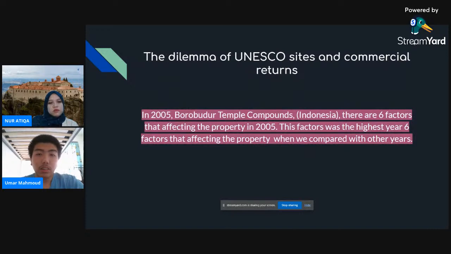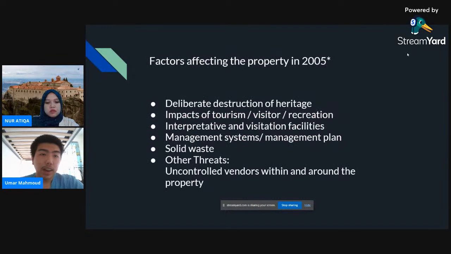The dilemma of UNESCO sites and commercial returns. In 2005, for the Borobudur Temple compounds in Indonesia, there were 6 factors affecting the property, the highest number compared with other years. The factors are deliberate destruction of heritage, second, impacts of tourism or visitors or recreation, third, interpretive and visitor facilities, fourth, management systems or management plan, fifth, solid waste, and lastly, uncontrolled vendors within and around the property.